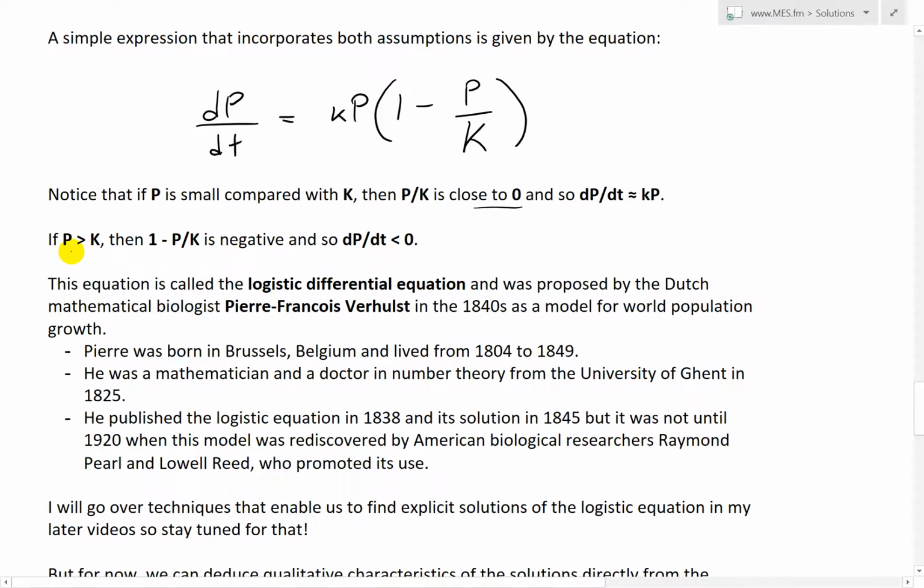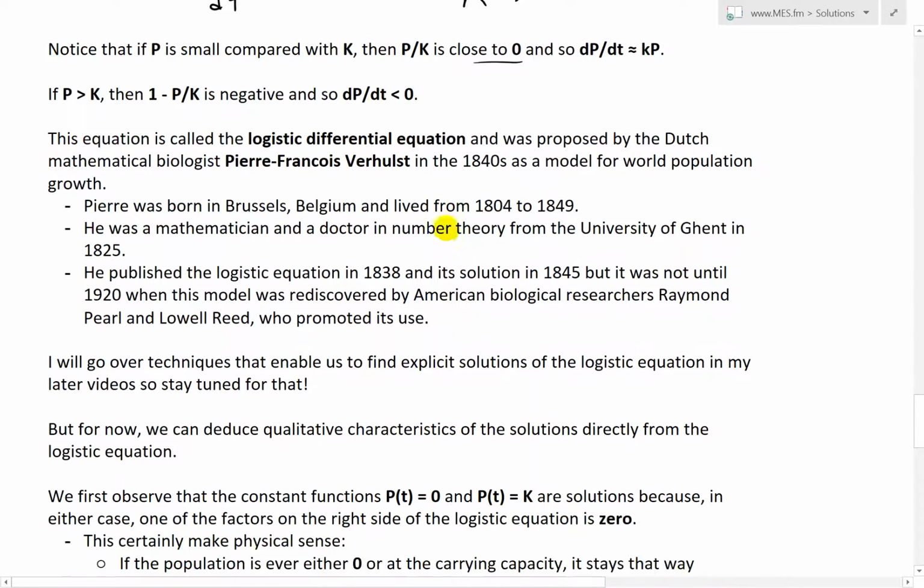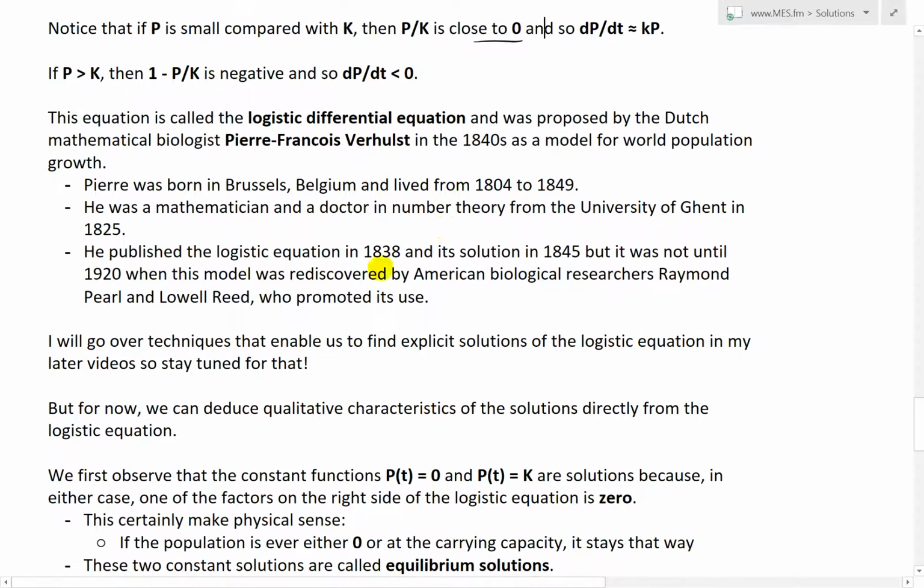And now the second one: if P is greater than K, then 1 minus P over K is negative, because this P over K will be greater than 1, and 1 minus a number greater than 1 is negative. So this derivative is going to be negative. dP over dt is negative, so the population is decreasing. And now some interesting notes on this equation.